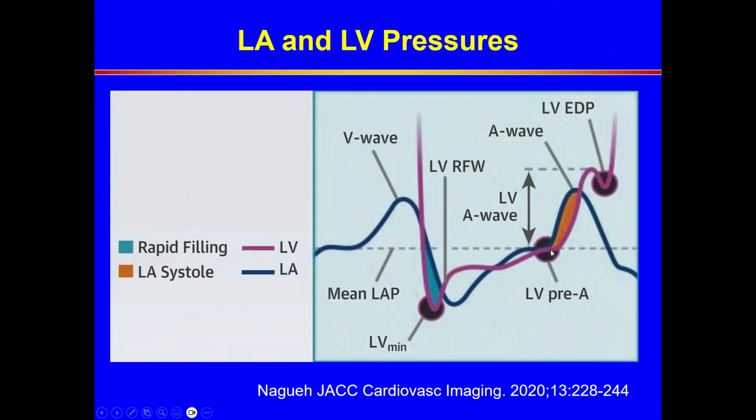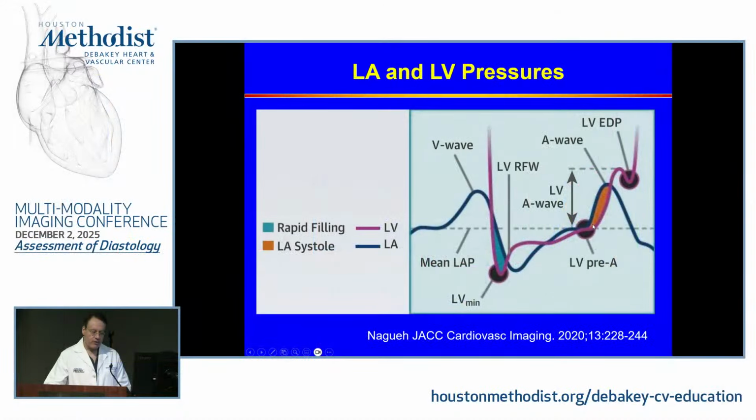And then towards the end of diastole, the left atrium contracts, bringing about another rise in ventricular pressure. And the pressure at the end of diastole is referred to as the end diastolic pressure. That plateau phase of left ventricular diastolic pressure is called the pre-A. Why is it called pre-A? Because it's before the atrial contraction.